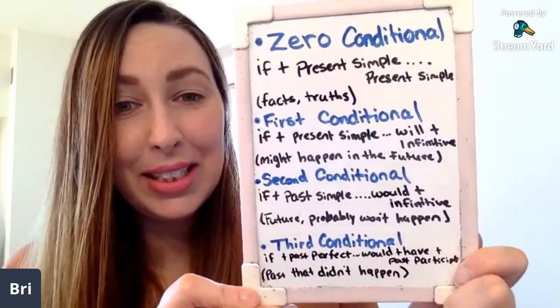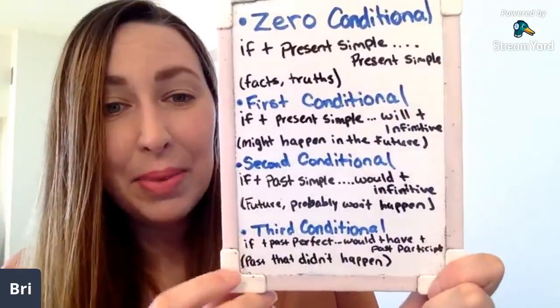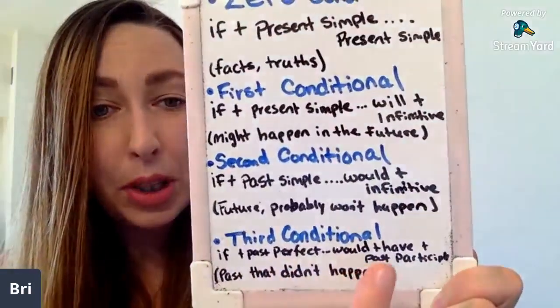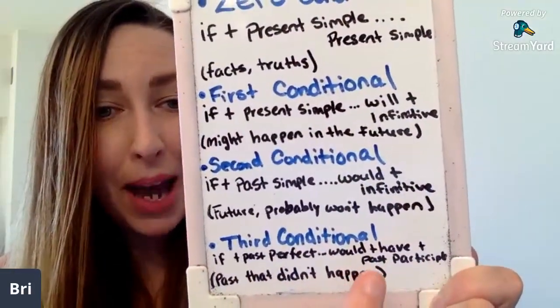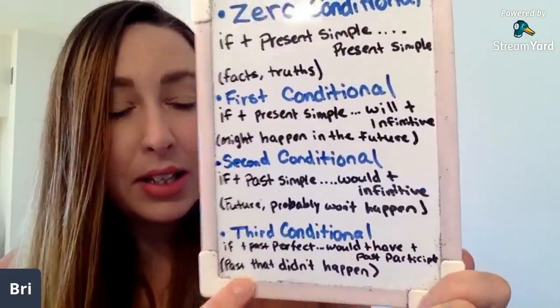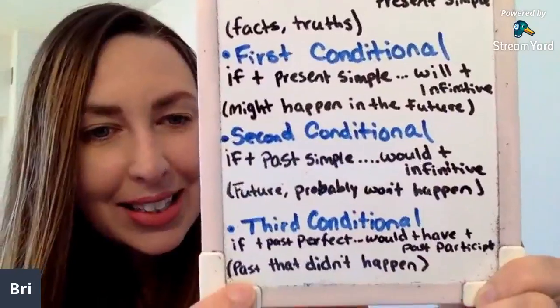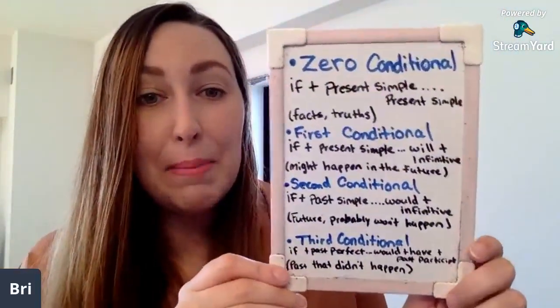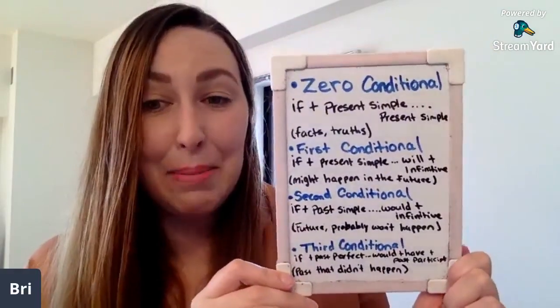And then let's see, we have the third conditional. If plus past perfect, and then would plus have plus past participle, okay? Can you see that? It's about the past that didn't happen. So something in the past that didn't happen.